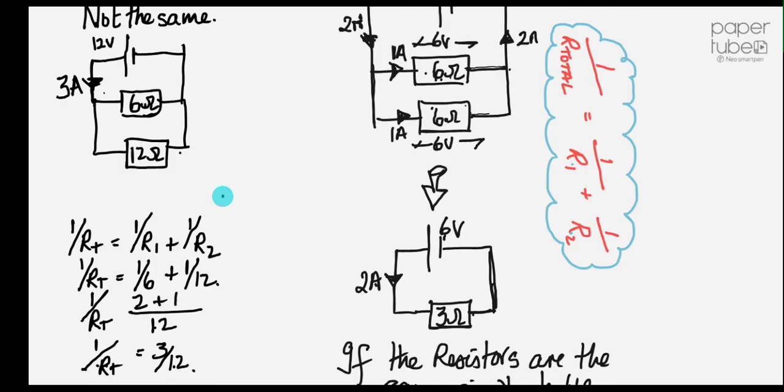Now I'm going to try to get this blue spot to follow me up the page. There we are. There's my 12 volt supply. I know there's 12 volts across this because they have the same voltage. 2 times 6 gives me 12. So the current there is 2 amps. 1 times 12 gives me 12. So that's 1 amp. 1 amp and 2 amps gives me 3 amps. The current splits. So there's that question done.